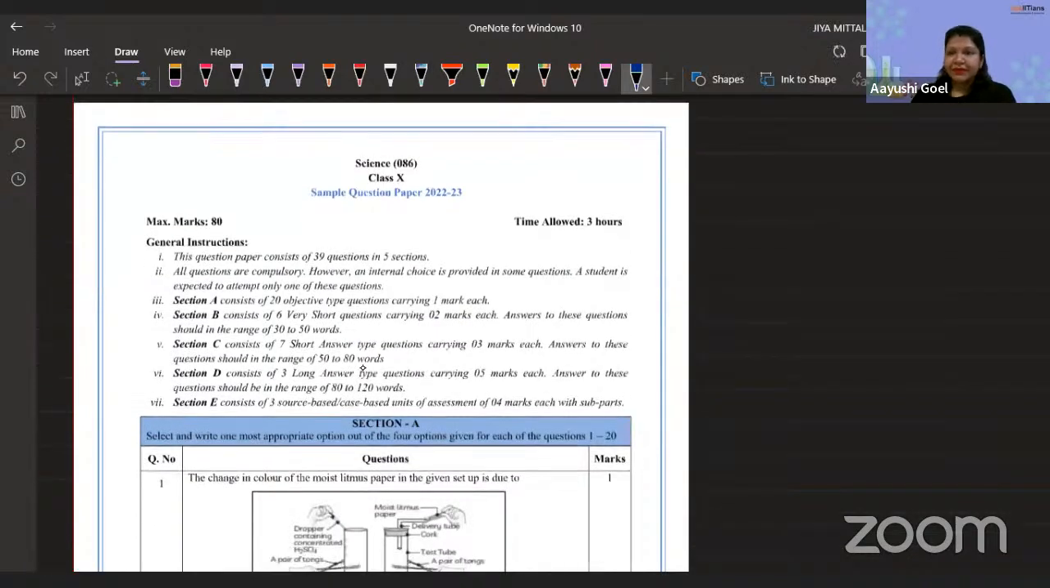In this portion, the paper is divided into 5 sections, and there are 80 marks of questions. The maximum marks is 80, and they have given you 3 hours to do the question paper.